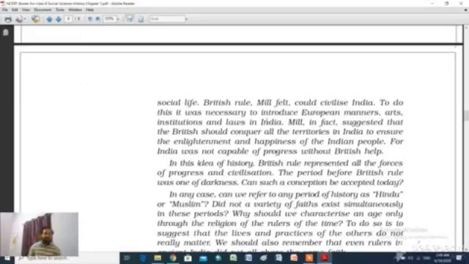But here is a problem with this classification. Some Indian historians question this division, because at that time there were so many religions and Mill did not mention those religious groups.